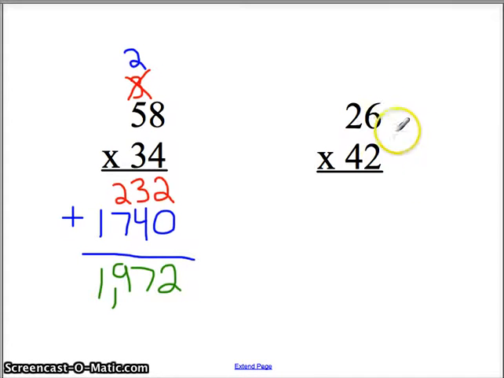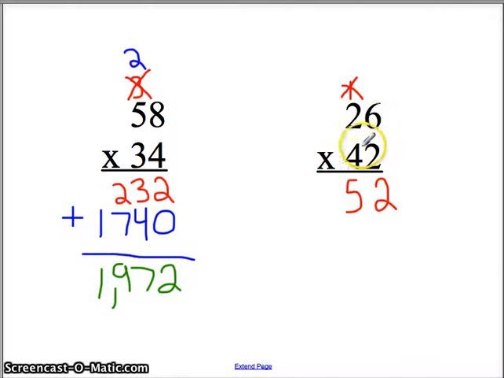Let's try another problem together. 26 times 42. Okay, I'm going to forget about this 4 for a minute and multiply 26 times 2. 2 times 6 is 12. Bring my 1 to the top. 2 times 2 is 4, plus 1 more is 5. I'm finished with my 1. I'm going to get rid of it. If you prefer to mark out the 2, you can do that also.